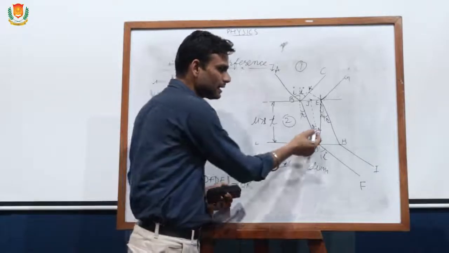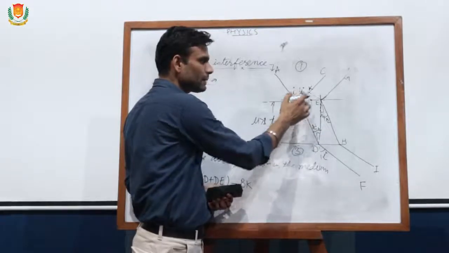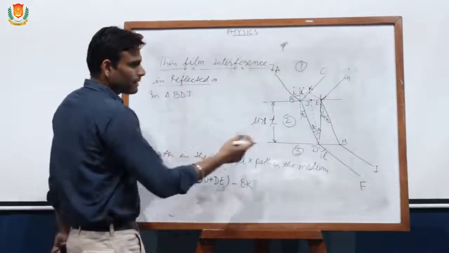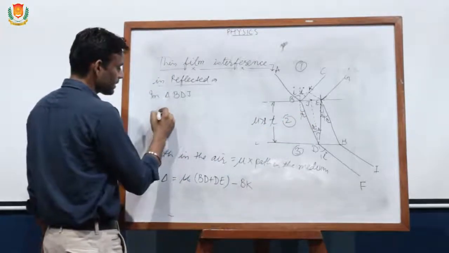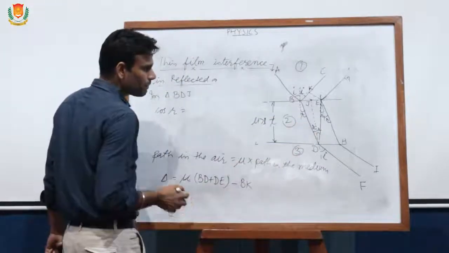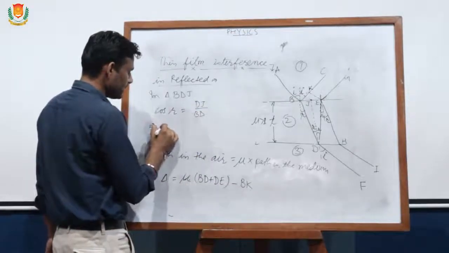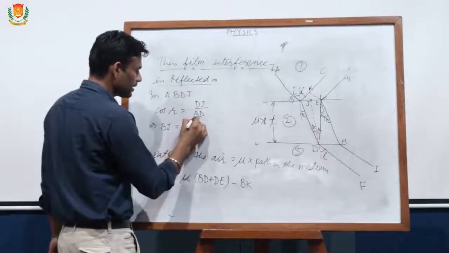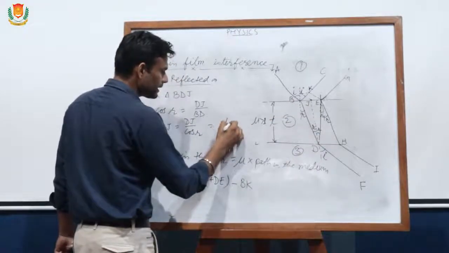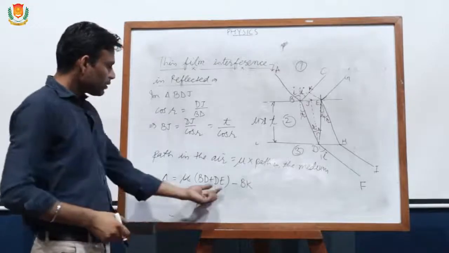If we know this angle R, then this will be the base, this will be the hypotenuse, and this will be the perpendicular. The relation between base and hypotenuse is given by cosine. So cos R is equal to base upon hypotenuse, DJ upon BD. So BD will be DJ upon cos R. DJ is how much? T. It is T upon cos R. Similarly, we can calculate DE.